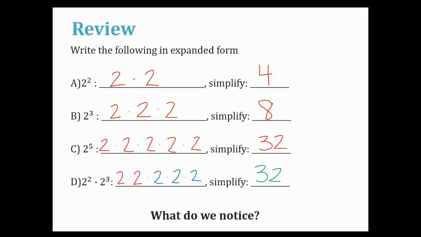So what do we notice here? We have 2 to the fifth over here, which was 5 2's. Now we have 2 squared times 2 to the third, which we see here is 5 2's. So these are the same thing. How do we get from one to the other? Well, if we look, 2 plus 3 is 5. So what we can do here is keep our bases the same. We didn't do anything with these bases of 2. But if you add the exponents, you're going to get the same thing. So let's look at that a little bit more in detail.